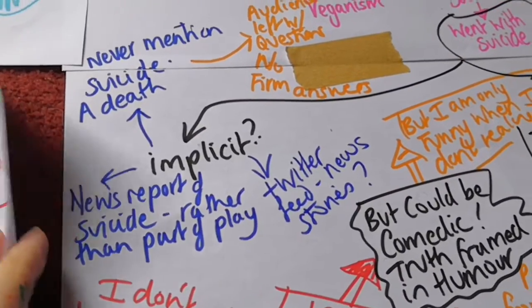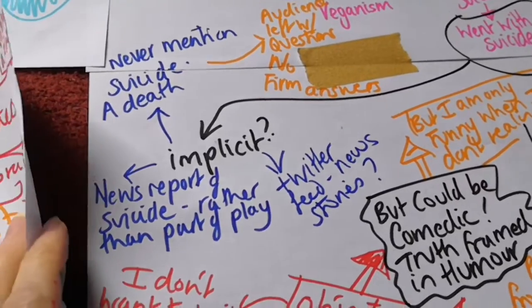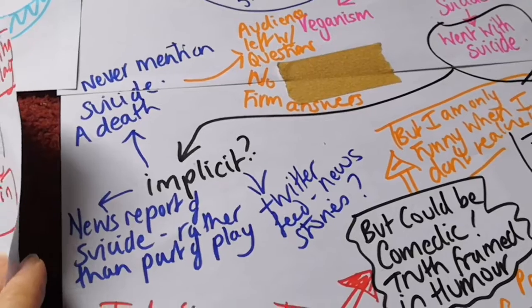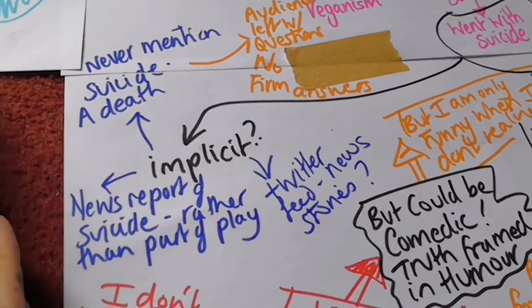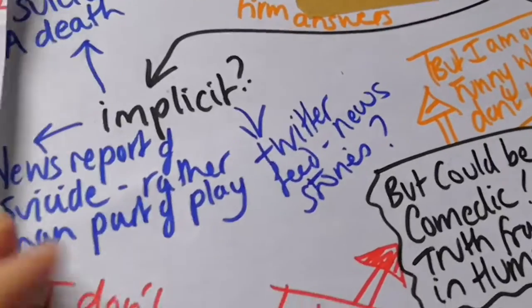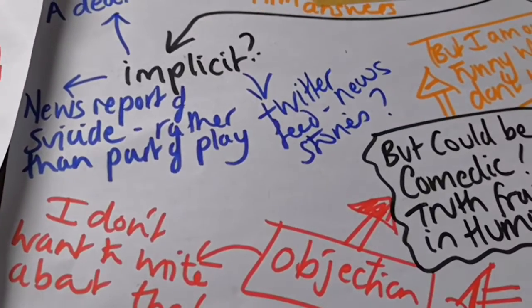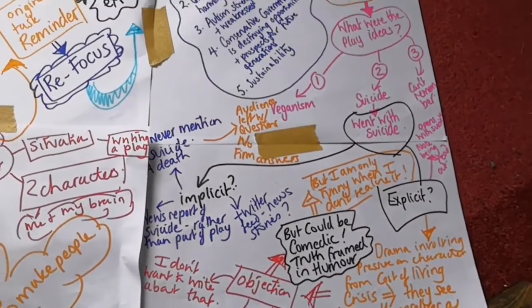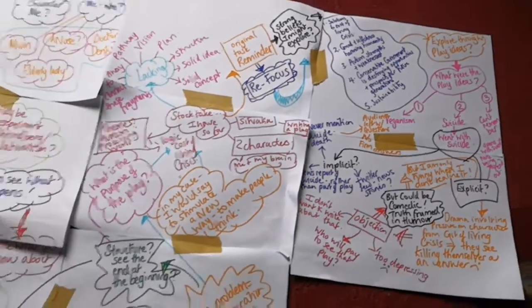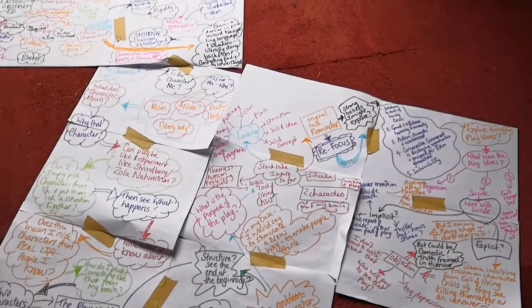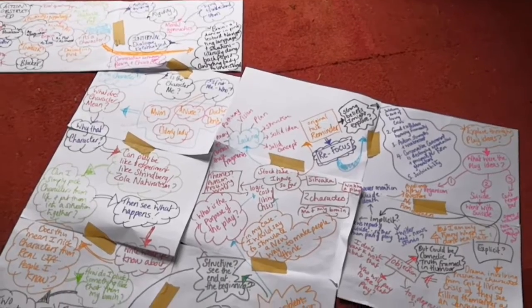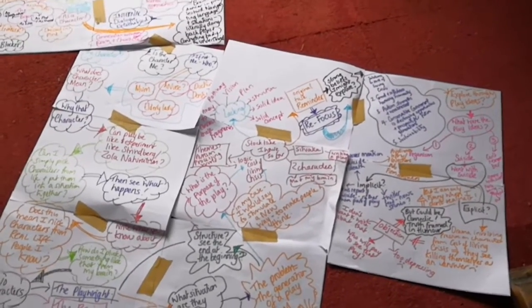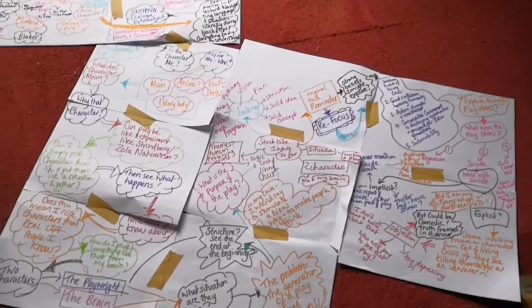So, implicit. I suppose implicit would mean I wouldn't mention suicide or death directly, but maybe there could be a news report of suicide rather than part of a play. Could be a Twitter feed, news stories. I don't see where I'm going with this, even though it's all laid out in front of me like this. But I don't know why I'm having such a problem with this.